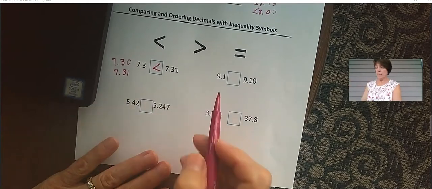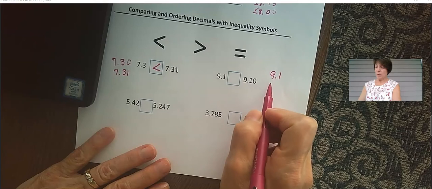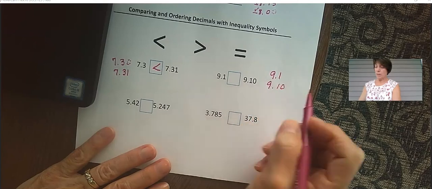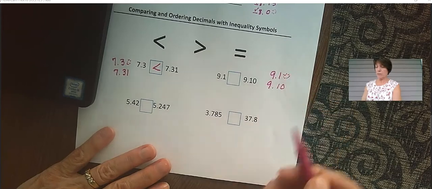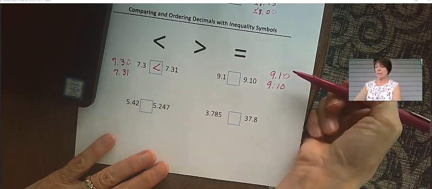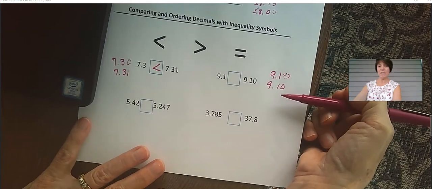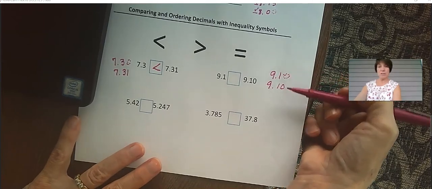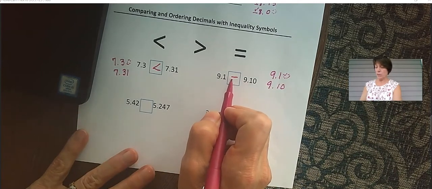Moving over to 9 and 1/10 and 9 and 10/100. Again, if we line them up so that we can compare them, this one has nothing in the hundredths place, but remember we could replace that with a 0. So 9 and 1/10, even though it didn't have a value here in the hundredths place, is equal to 9 and 10/100 because we can always add zeros at the end of a decimal number and not change the value. So these two are equal.